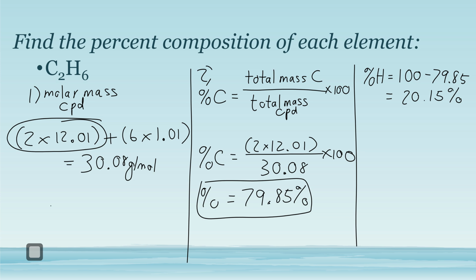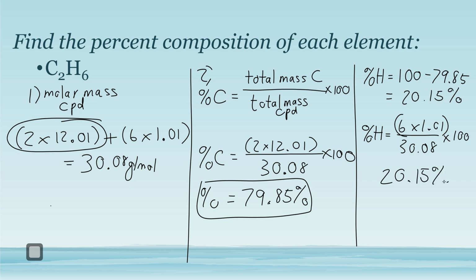Or you could go ahead and go through the whole process again and be like 6 times 1.01 divided by 30.08. Again, we always divide by the same number at this point. Let's see if it comes out to the exact same thing. It could possibly be different by a decimal point. Nope, this came out to 20.15 exactly. All right, but that would be it.